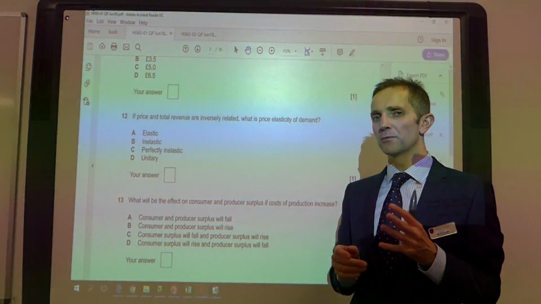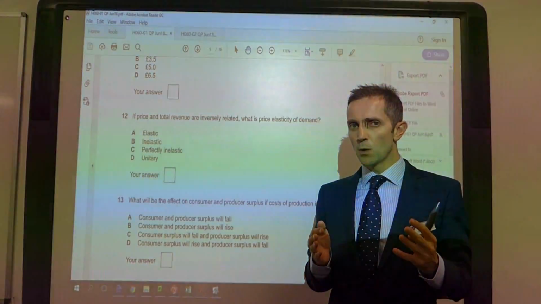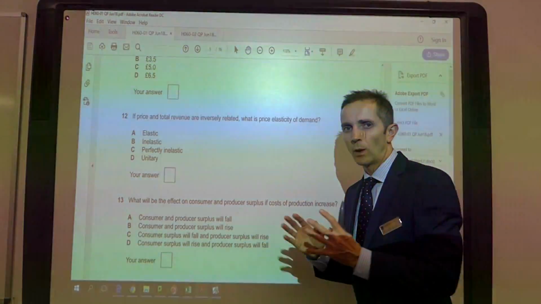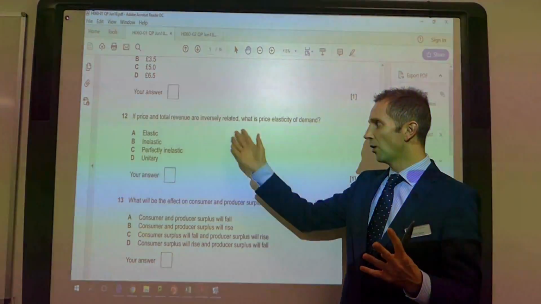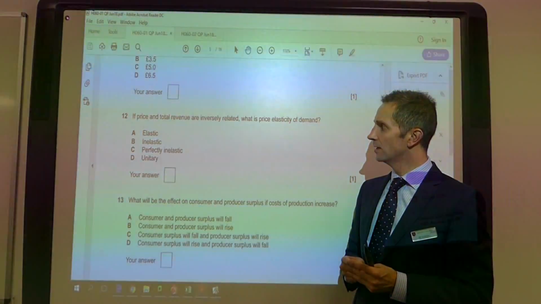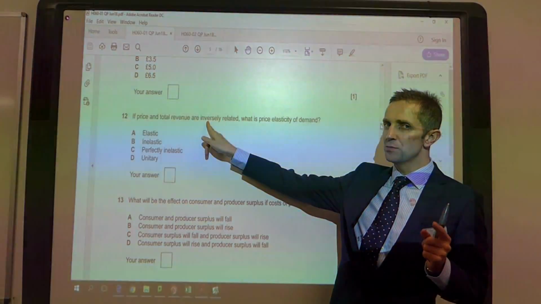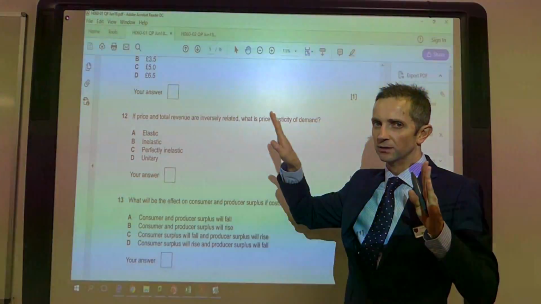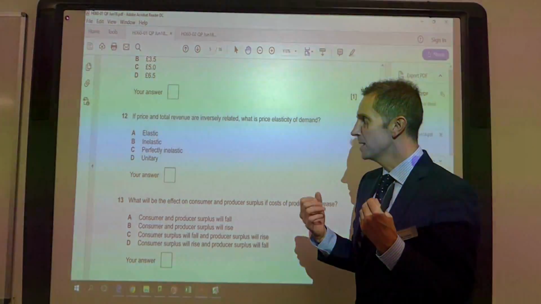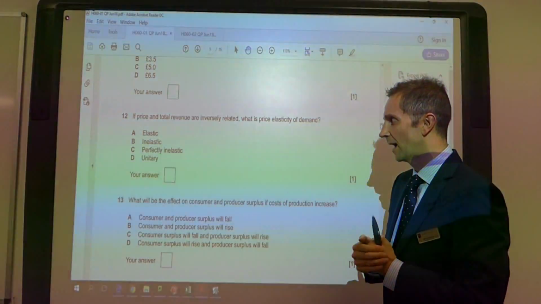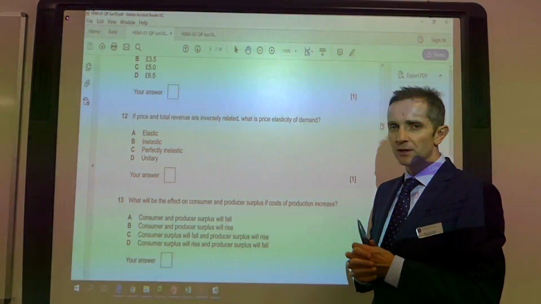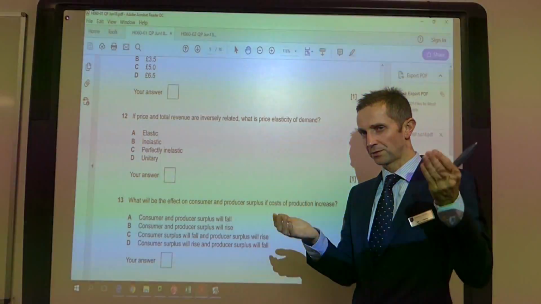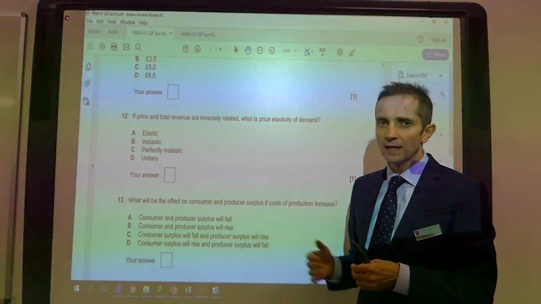Now, a very important point with multiple choice is, with the best will in the world, even though these papers are checked and rechecked, not only for the standard of the question, but the language of the question as well, it may be the case that you misinterpret the meaning of this word inversely, and if you don't understand the word, you can't answer the question. So, just a cautionary note there, make sure you really understand the question that you're actually being asked. So if price and total revenue are inversely related, in other words, price falls, revenue goes up, price rises, revenue falls, what is the PED?